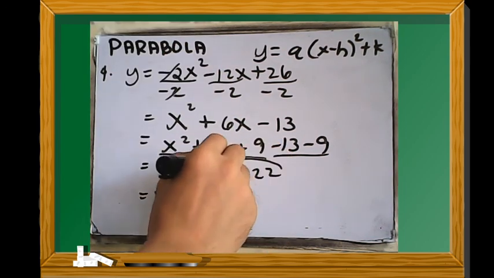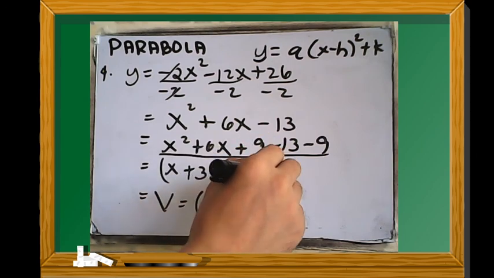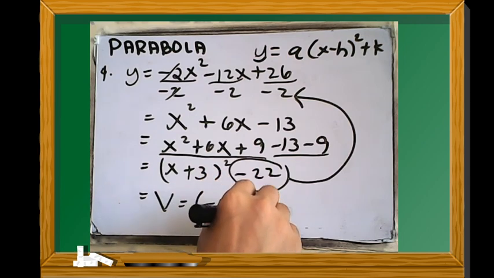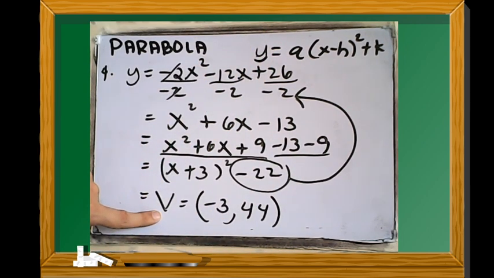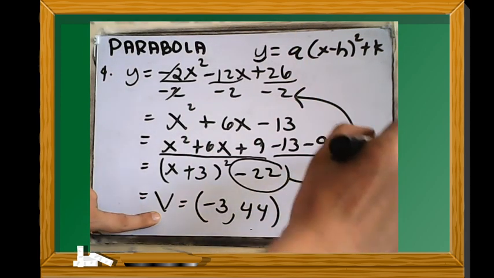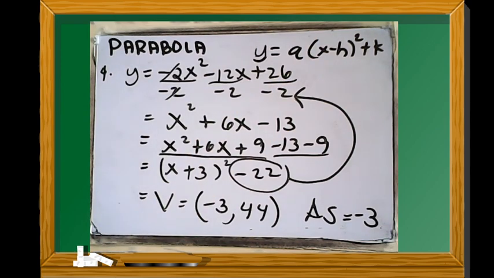So here, the vertex is negative 3, so we change positive 3 to negative 3. And then the value of k is negative 22, but we will multiply it by negative 2. So the answer is positive 44. So the vertex is negative 3 and 44. And then the axis of symmetry is negative 3. So that is how to identify the vertex and axis of symmetry given the equation, either general form or standard form of a parabola.